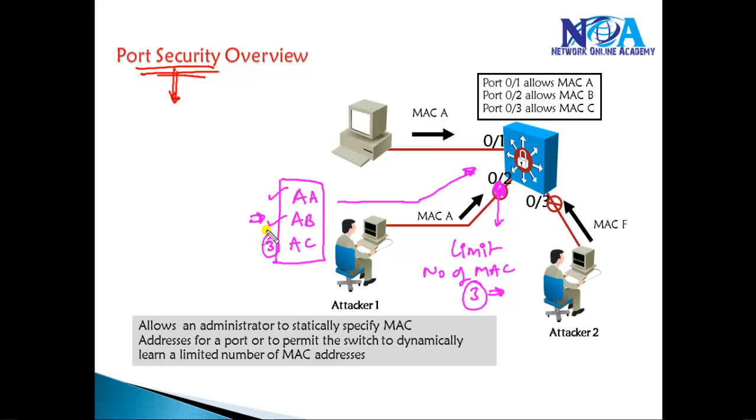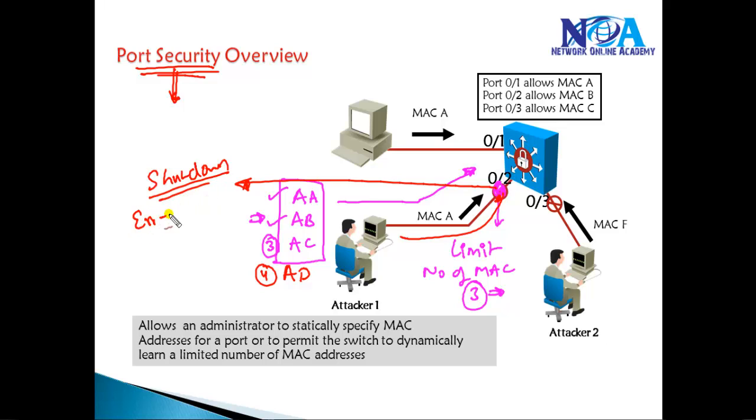This number can be changed as per our requirement, but we are going to use 3. And whenever the switch learns a MAC address AD, the 4th MAC address, once it receives the 4th MAC address, automatically it is going to put the port into a shutdown state, more like an error disabled state as we call it. And this port will not be able to access any of the resources because it has a violation rule. The default violation rule is to shut down the port. This is what we can do in the case of port security.